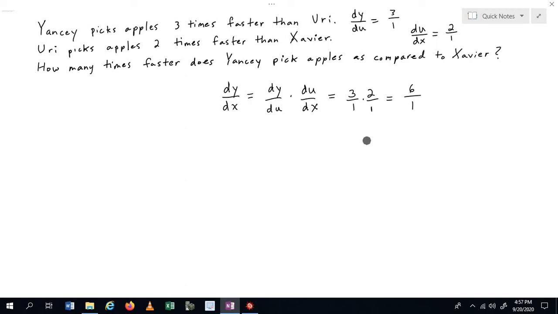And that should make sense, because when Xavier picks 1 apple, Yuri is picking 2. And then that would mean Yancey is picking 6, because for every 1 that Yuri picks, Yancey's picking 3. So if Yuri has picked 2, then Yancey would have picked 6. And that's why this is a ratio of 6 to 1. Okay, so this is one form of the chain rule.